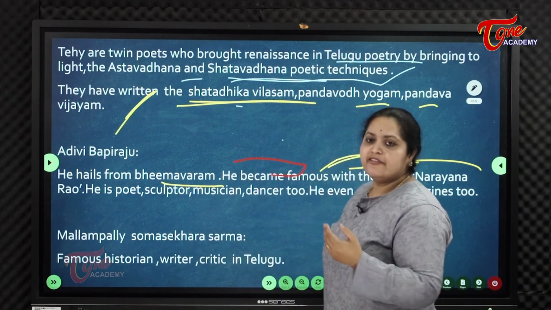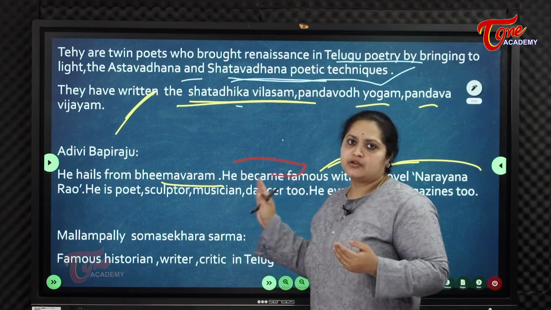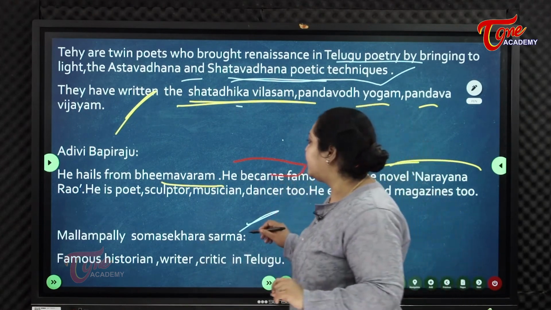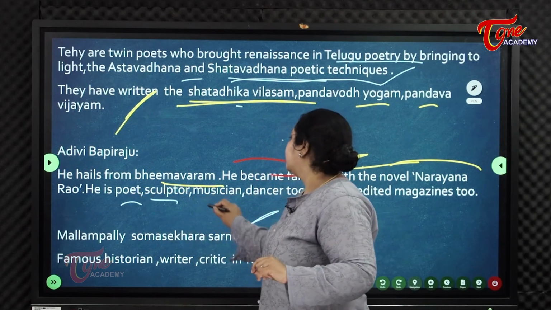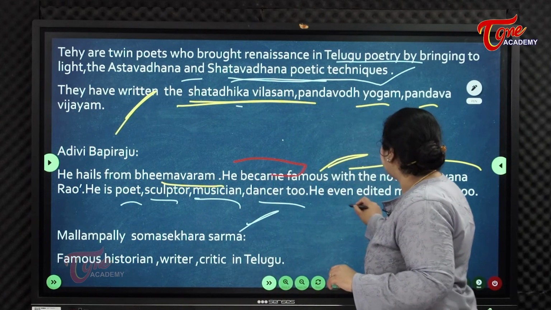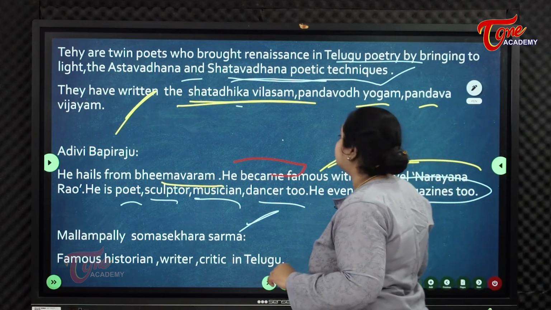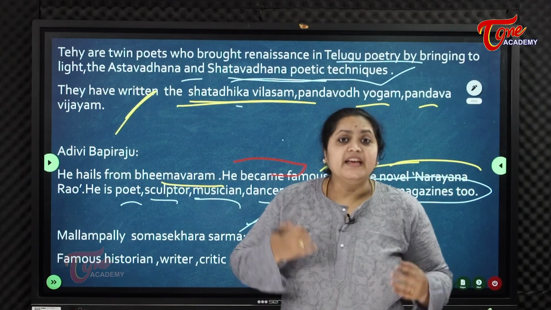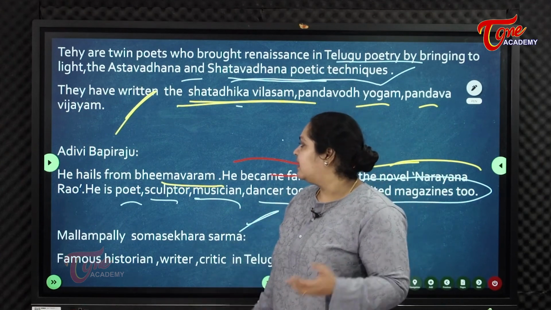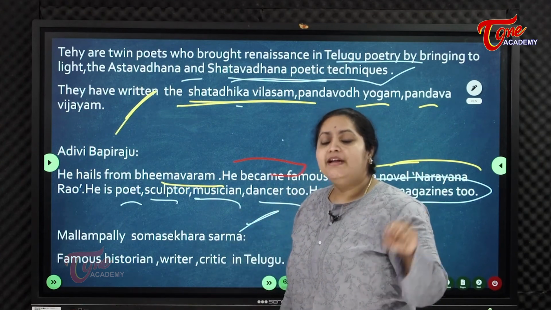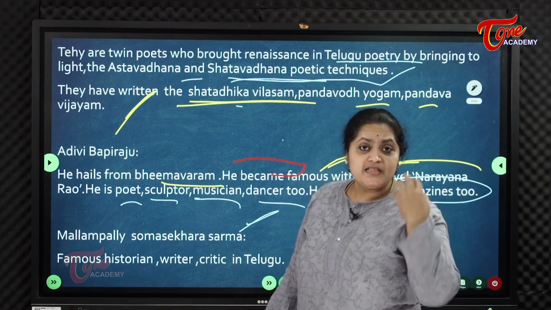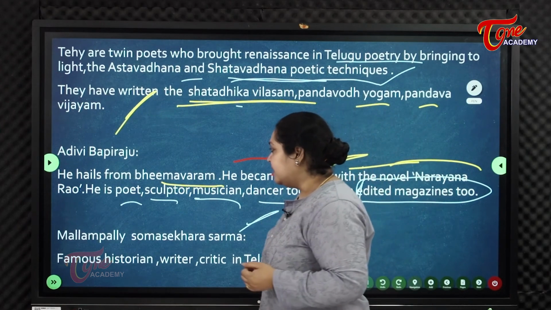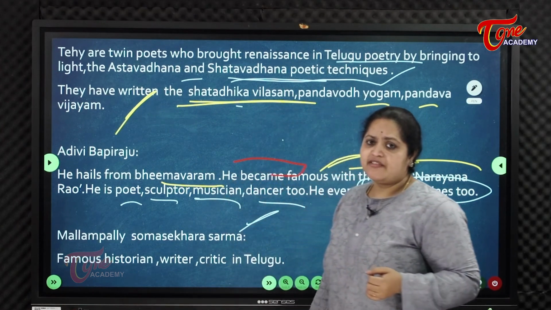Adavi Bapiraju garu is also from West Godavari district only. Apart from being a writer, he is also a poet, sculptor, musician and dancer too. He even edited magazines. He is multi-talented, versatile. He is a writer, poet, sculptor, musician and dancer, and he used to edit magazines also. He is from West Godavari district.